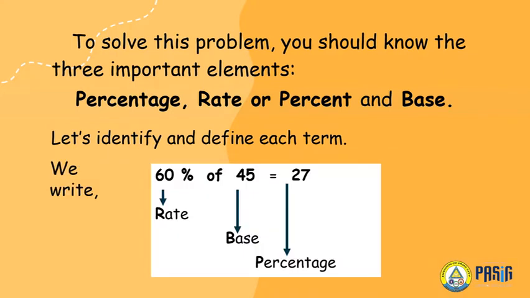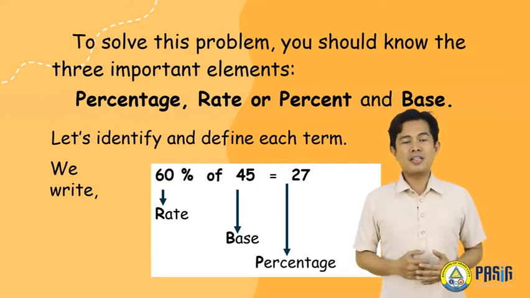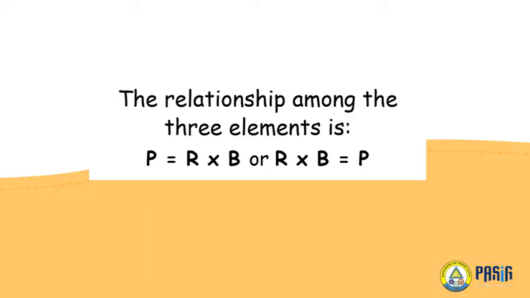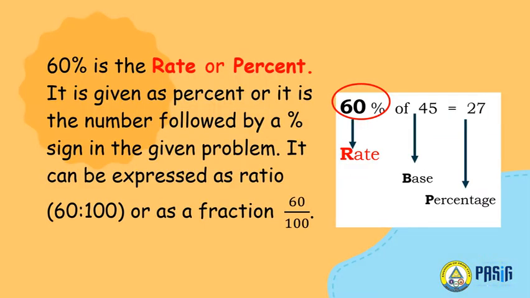We write 60% of 45 is equals to 27, whereas 60% is the rate, 45 is the base, and 27 is the percentage. The relationship among the three elements is percentage is equals to rate times the base, or rate times the base is equals to percentage. 60% is the rate or percent. It is given as percent, or it is a number followed by a percent sign in the given problem. It can be expressed as ratio 60 is to 100, or as fraction 60 hundredths.